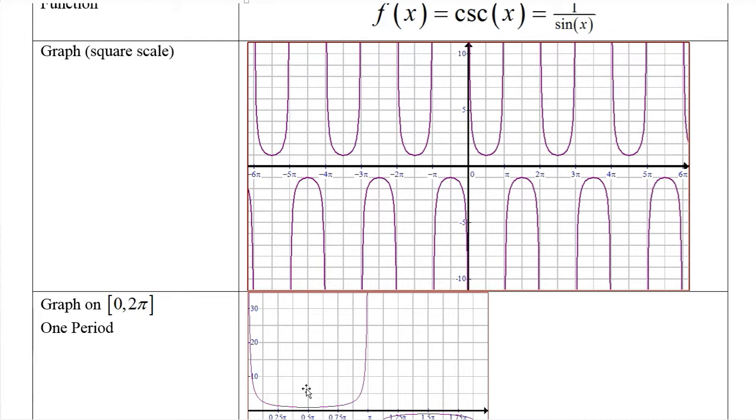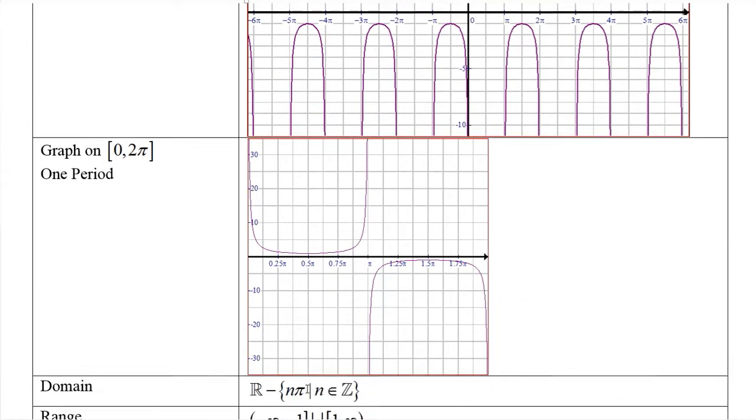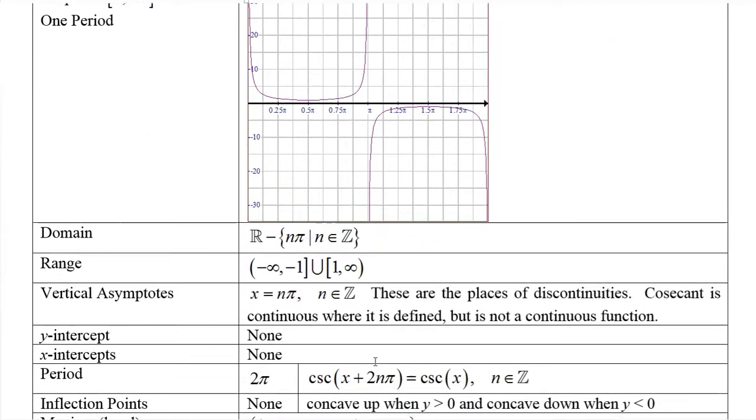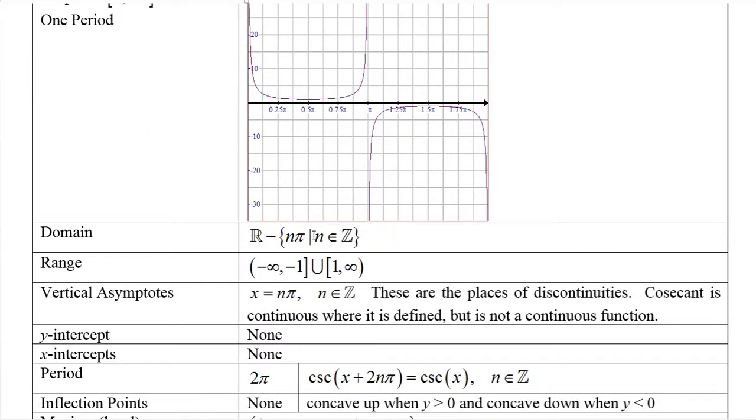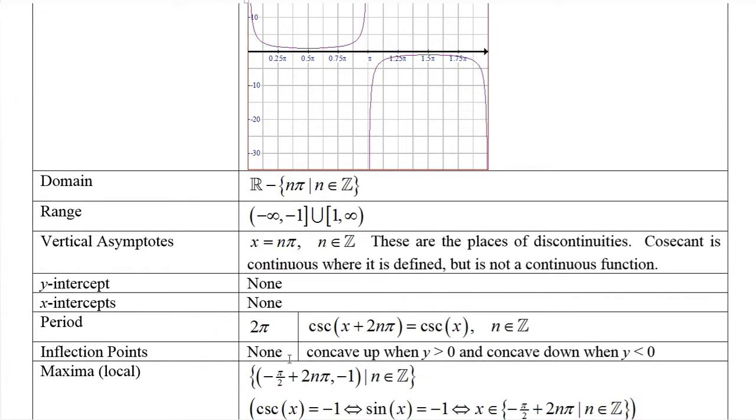Very, very quickly go through this. You can see that there's one period there. Zoomed in a little closer. The real numbers except for n times pi are the domain, so x equals n times pi are the vertical asymptotes.